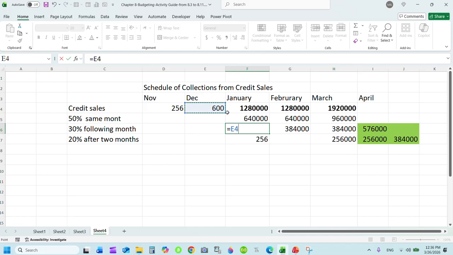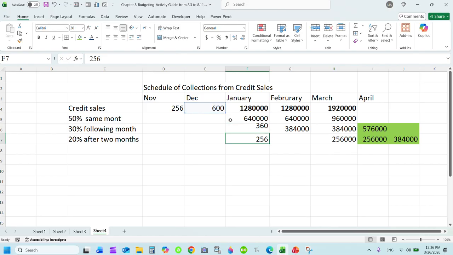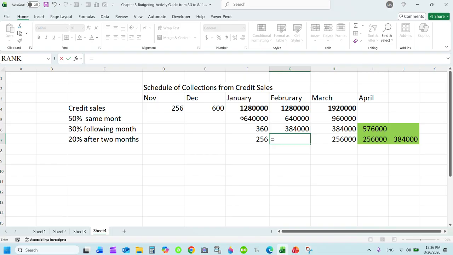So this times point 6, 360. Because this is not 100%, here you have 50% of the data, right?